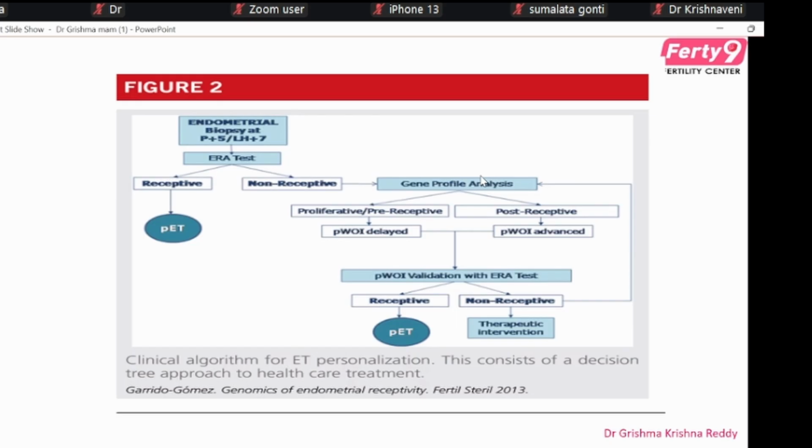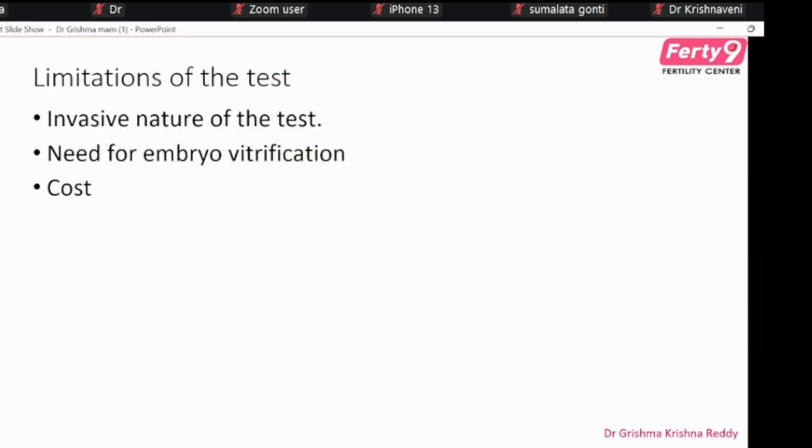So again, whenever we are doing the ERA test, receptive means we can do an embryo transfer. If it is pre-receptive or post-receptive, we can repeat the ERA test by preponing 12 hours or postponing 12 hours based on the receptivity. Later, when it falls into the receptive endometrium, we can plan an embryo transfer. If it comes as proliferative, again we have to contact the lab. The limitations are the invasive nature, the need for 100% freeze-all cycles, and cost.